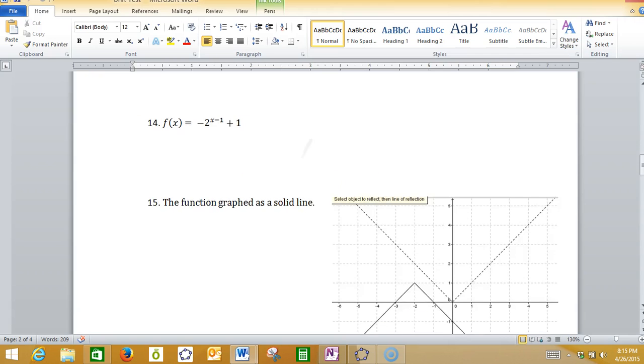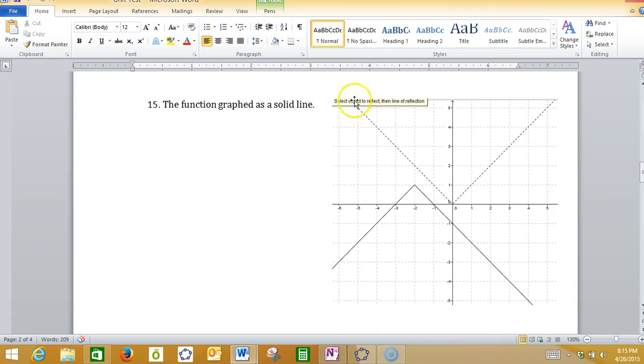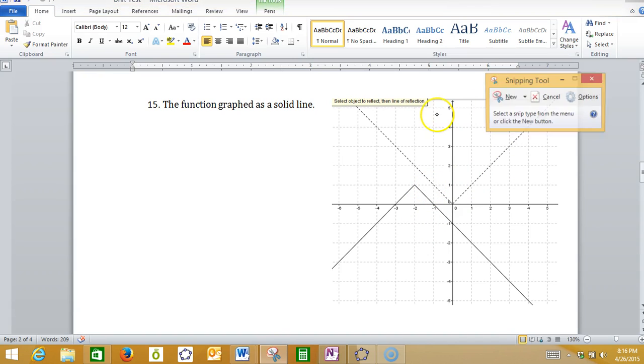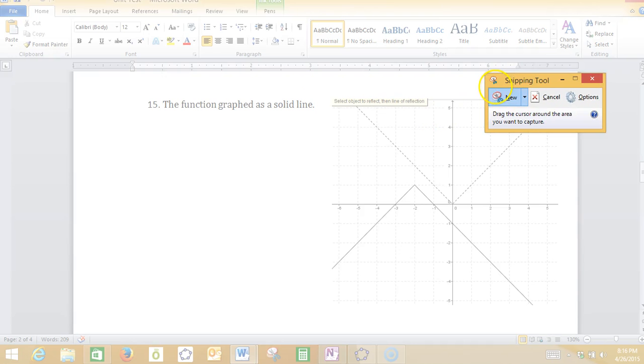And then number 15 says, here's a graph, here's our parent function. We have to identify that that's the absolute value graph, right? It's not a quadratic. It doesn't look like that parabolic shape. It's not the cubic. It's not a line necessarily. It's this V shape, right? We have to identify that shape as absolute value. So there's our parent function. It's an absolute value graph.